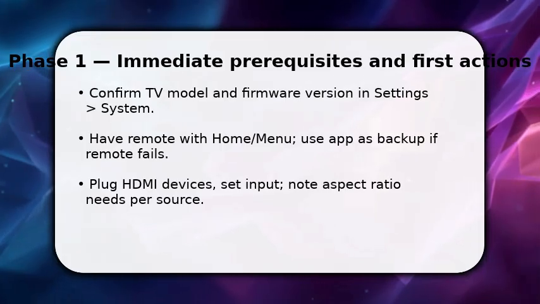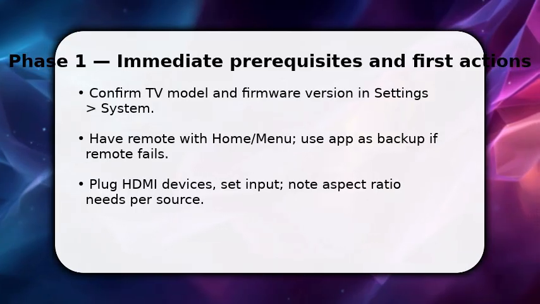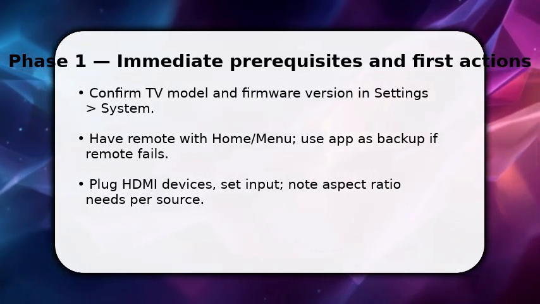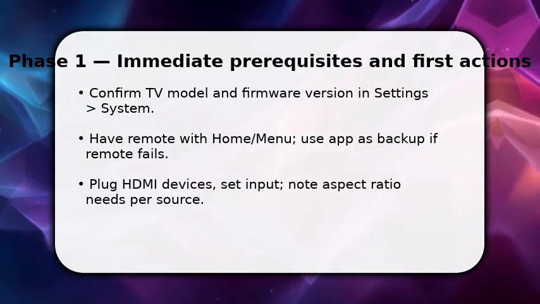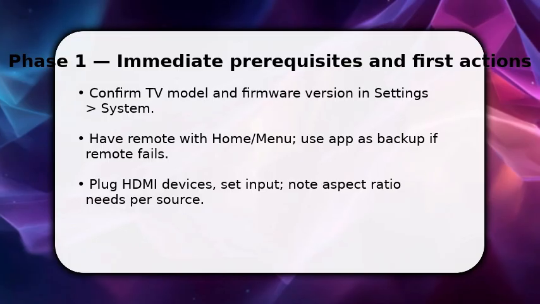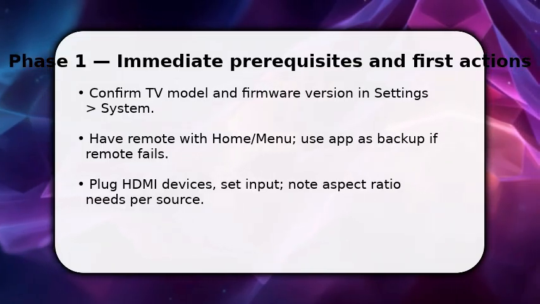You begin by confirming your Hitachi TV model and firmware. This matters because menus differ. Once done, grab the remote and press Home or Menu to open display settings. If your remote is missing, use the manufacturer app as a remote backup.